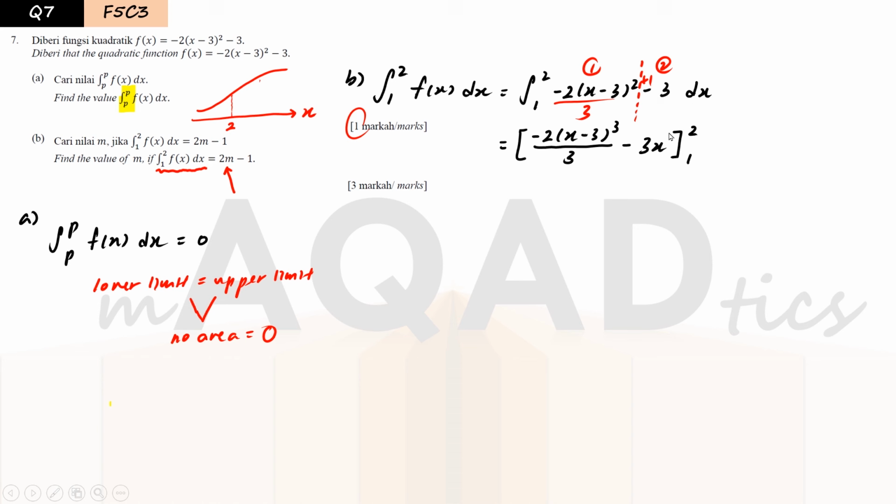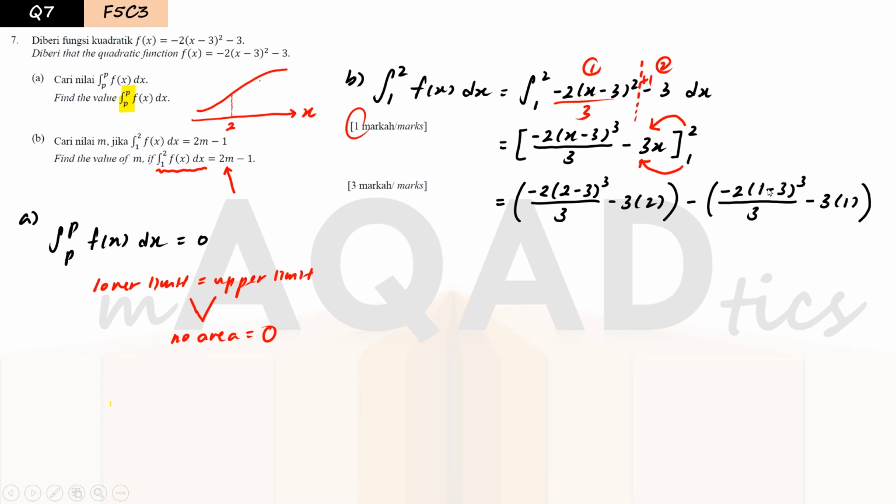The next thing that we're going to do is to substitute the two values into x and find the difference. So this would be the result when we substitute x with 2, and we're going to minus the result when we substitute 1 into x. Then we can simplify these by putting into the calculator, and your final answer would be negative 23 over 3.